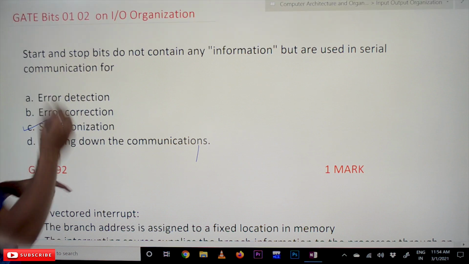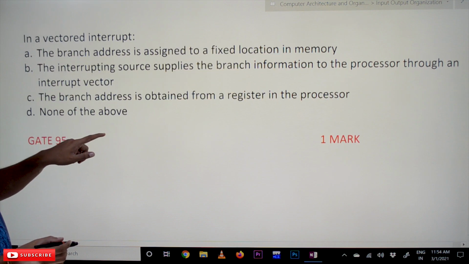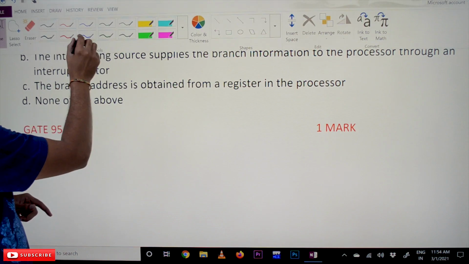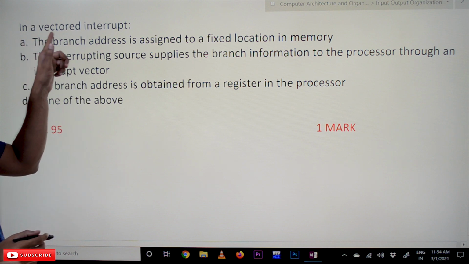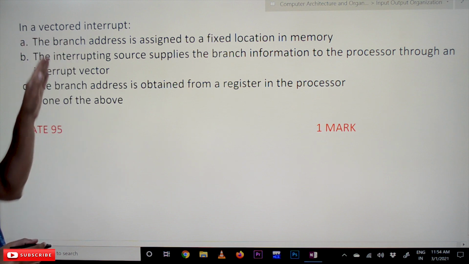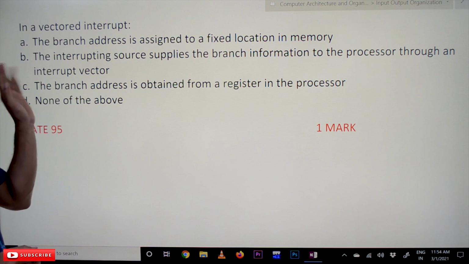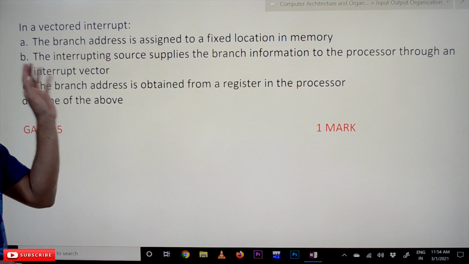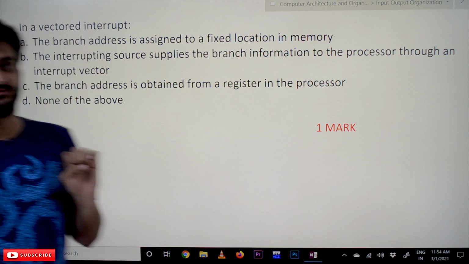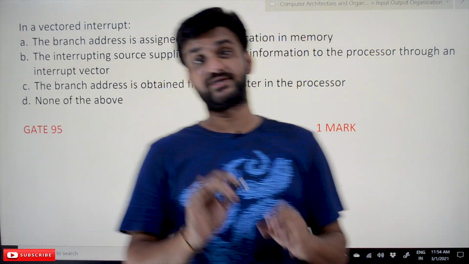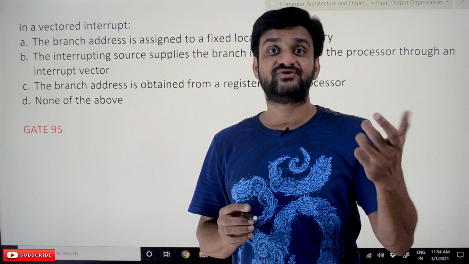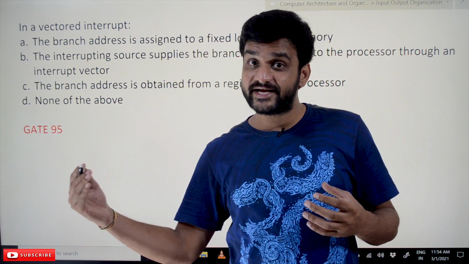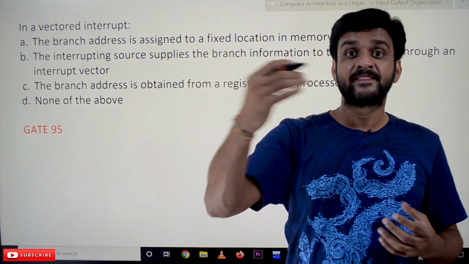So coming to our next bit, this is the second bit, and this bit is on the vectored interrupt. So which of the following is true? In the vectored interrupt, a branch address is assigned to a fixed location in memory. So which option is the right option? We have discussed vectored interrupt in the modes of transfer, where an interrupt is getting generated.